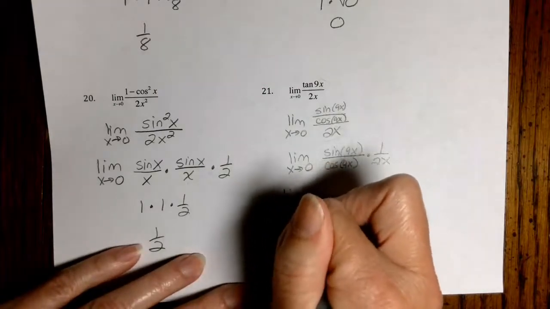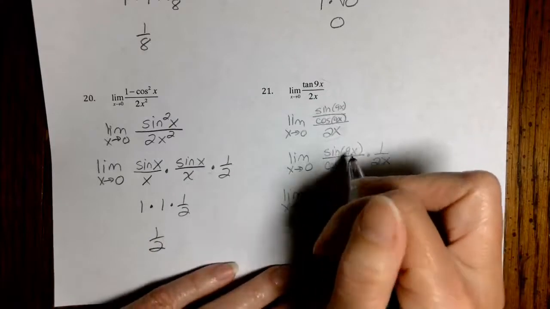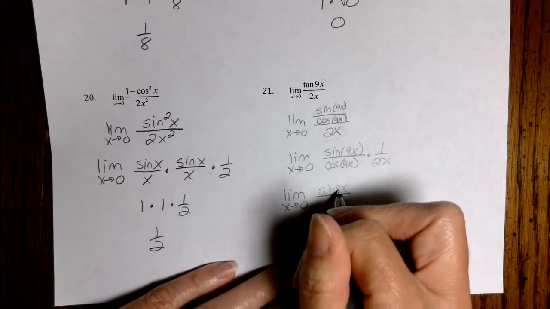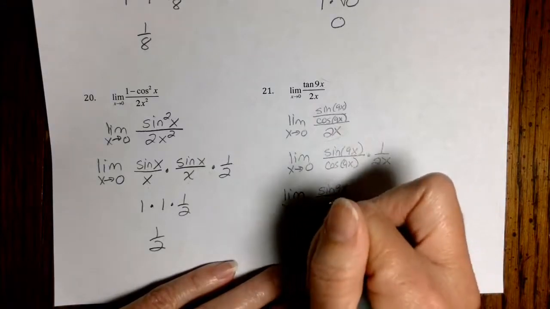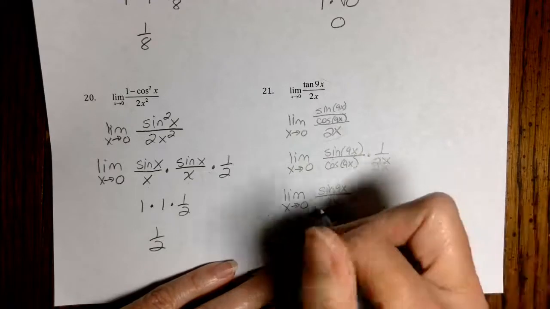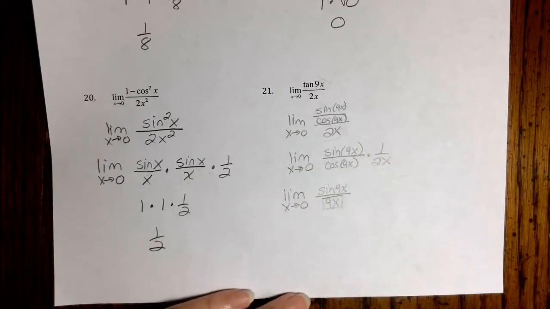Then I start the splitting of the proof of my limit. Sine of 9x is first. Ideally, to make it go to a 1, I would put it over 9x. Well, this is a 2x, so I'm going to just leave that for later and say I'm putting in a 9x.